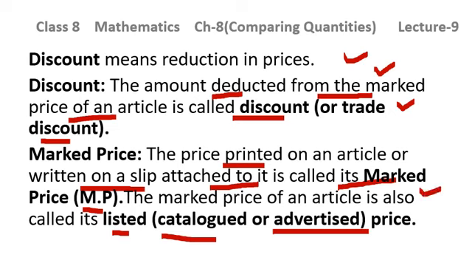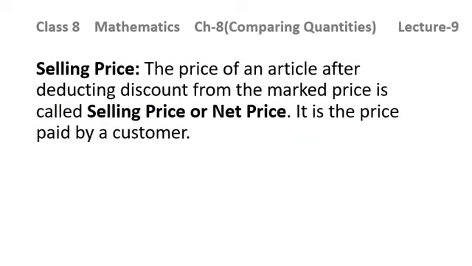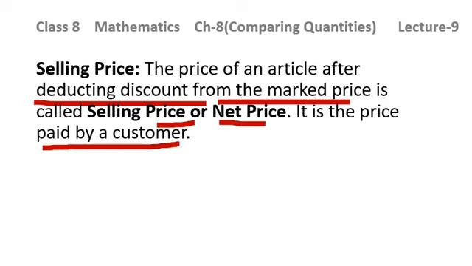The price printed on an article or written on a slip attached to it is called its marked price, or MP. Now coming to selling price: the price of an article after deducting discount from the marked price. The price which is paid by you after the deduction of discount from the marked price is your selling price or net price, and it is the price paid by the customer. Simple as this. After deducting discount from the marked price, the price which is paid by the customer is called selling price or net price.